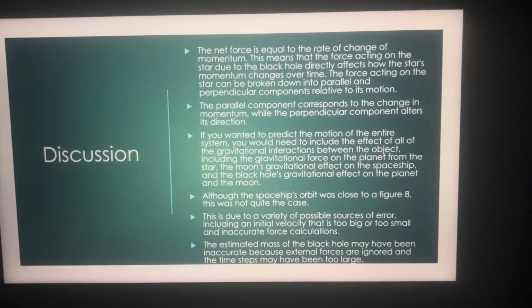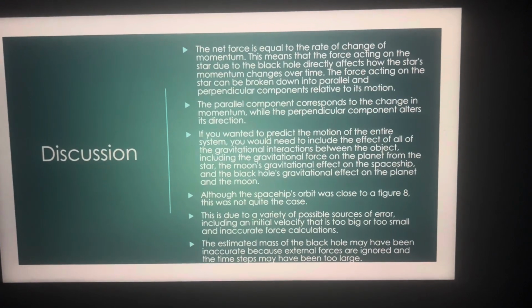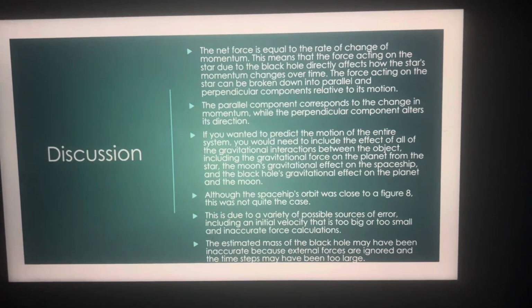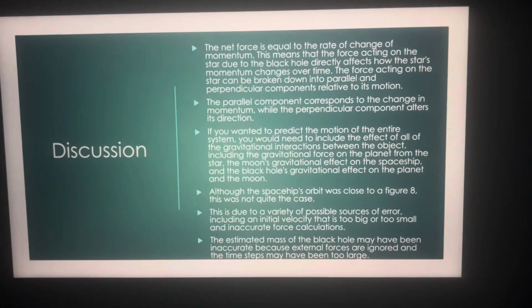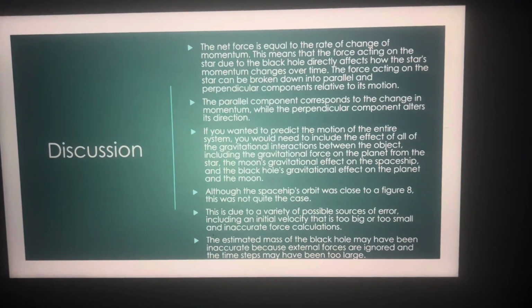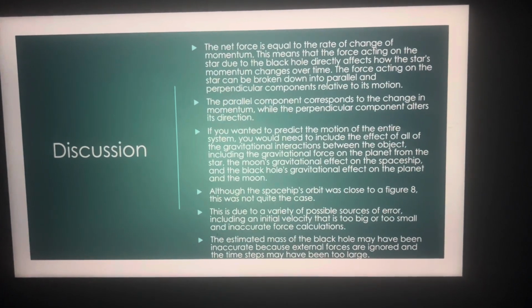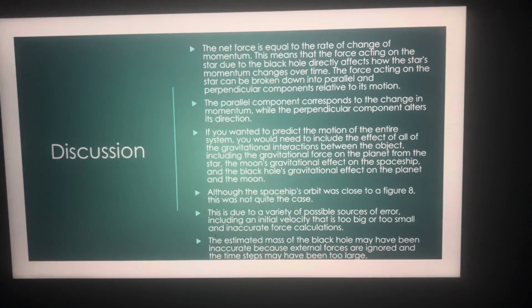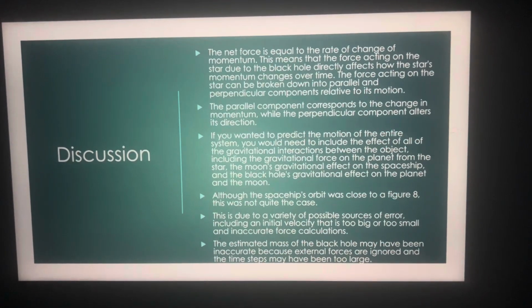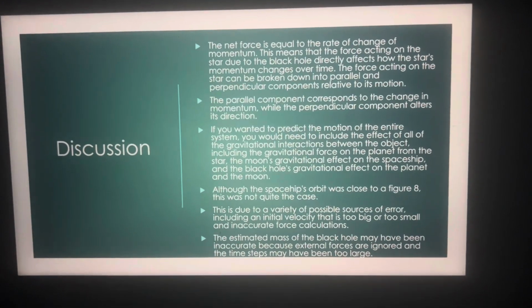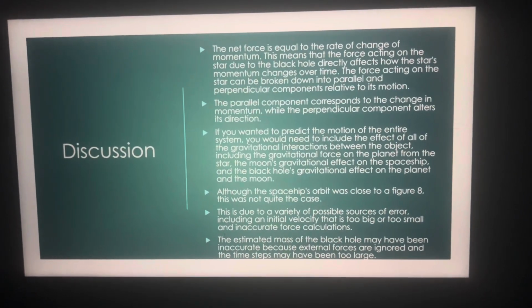So, the net force is equal to the rate of change of momentum. This means that the force acting on the star due to the black hole directly affects how the star's momentum changes over time. The force acting on the star can be broken down into parallel and perpendicular components relative to its motion. The parallel component corresponds to the change in momentum, while the perpendicular component alters its direction.